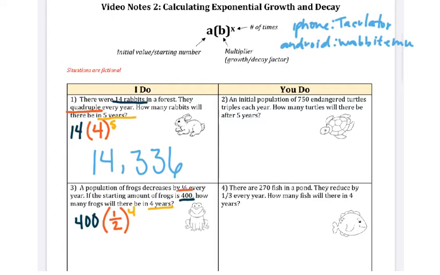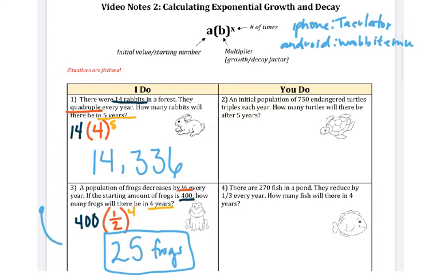So I'm going to type that in the calculator. 400, open parentheses, 1/2 raised to the 4 years. And we end up with a total of 25 frogs. There are 25 frogs in this decreasing population. So we started at 400, and then it went less and less and less. It decreased. Now we have 25 frogs left.